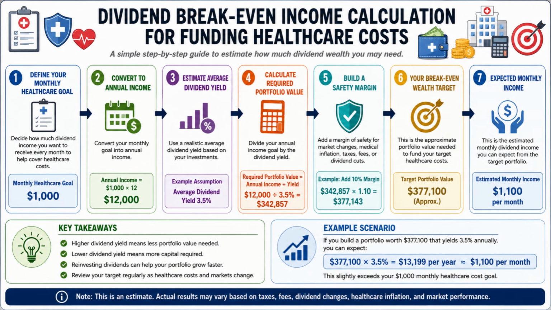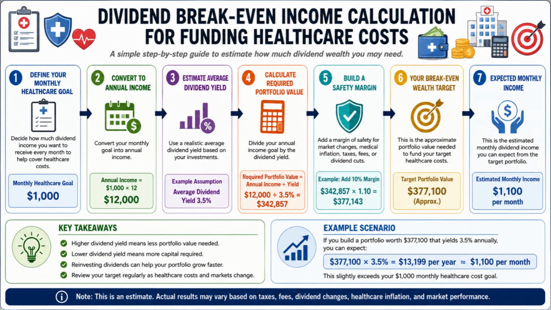$342,857 multiplied by 1.10 gives approximately $377,143. Therefore, the final break-even wealth target is about $377,100. This is the approximate portfolio value needed to help fund the target healthcare costs, assuming a 3.5% average annual dividend yield and a 10% safety margin.